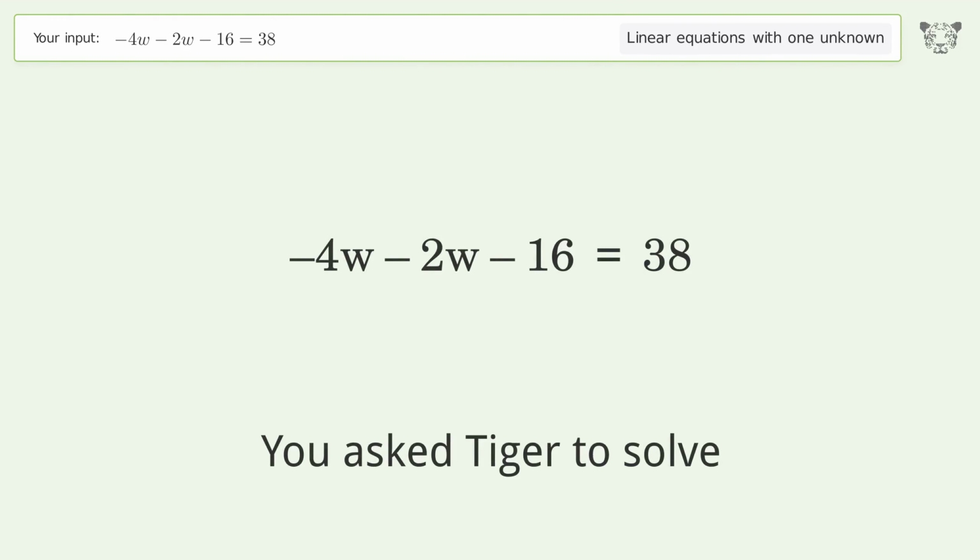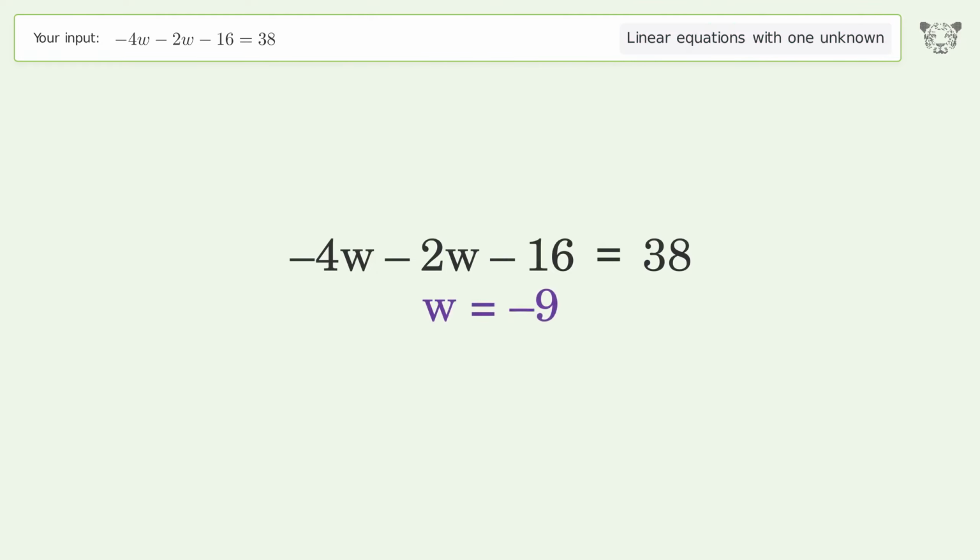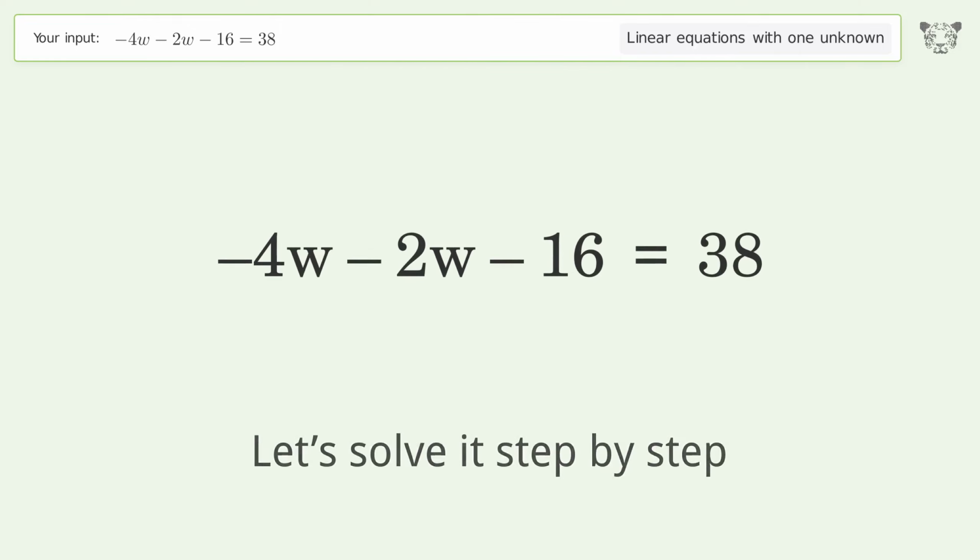You asked Tiger to solve this. It deals with linear equations with one unknown. The final result is w equals -9. Let's solve it step by step.